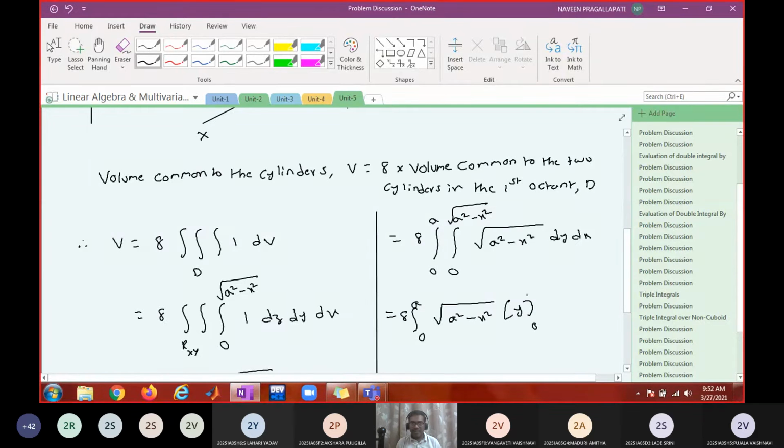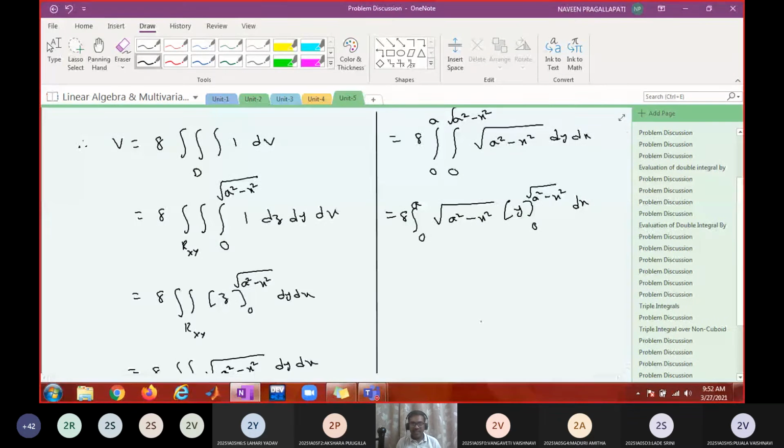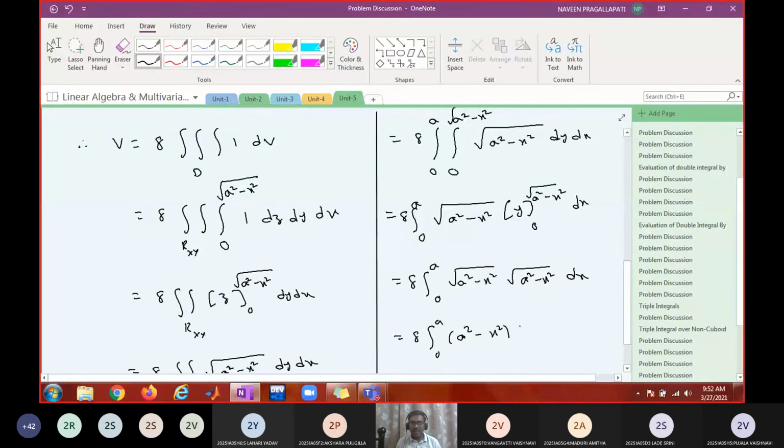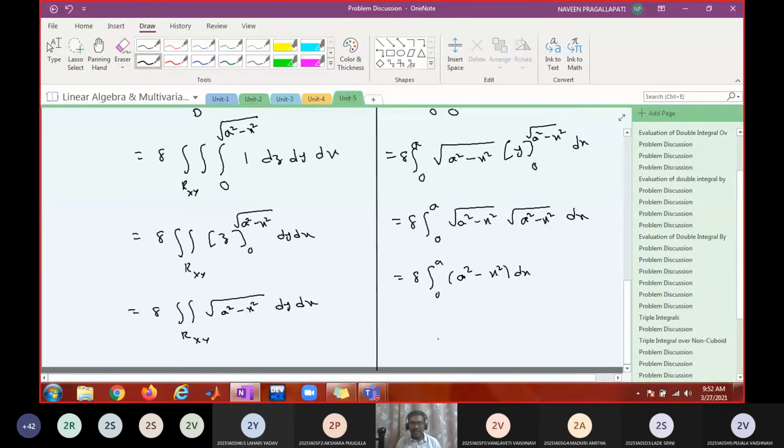So y from 0 to root of a square minus x square. I think in this case it is easy to do the integration in Cartesian form itself. Root of a square minus x square into root of a square minus x square, lower limit is 0. So this is 8 times the integral from 0 to a of a square minus x square dx. Integration of a square minus x square is a square x minus x cube by 3. The limits are from 0 to a.